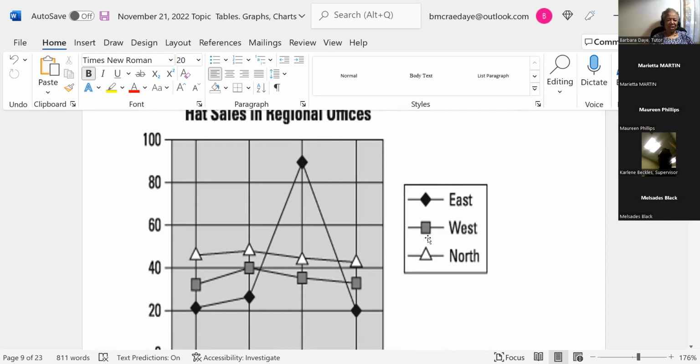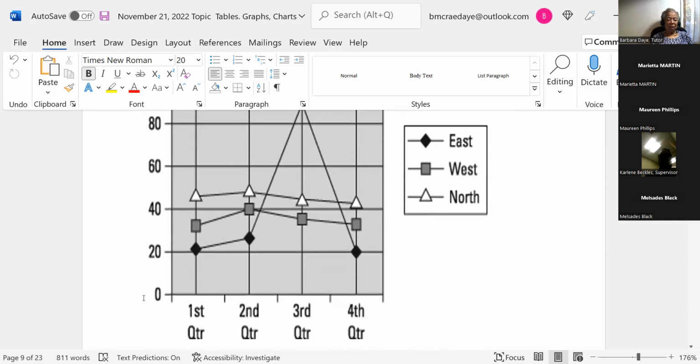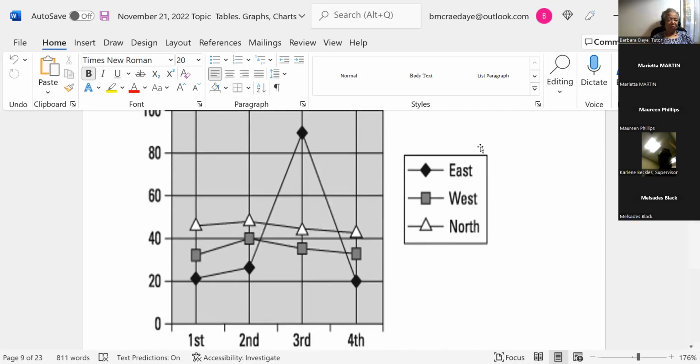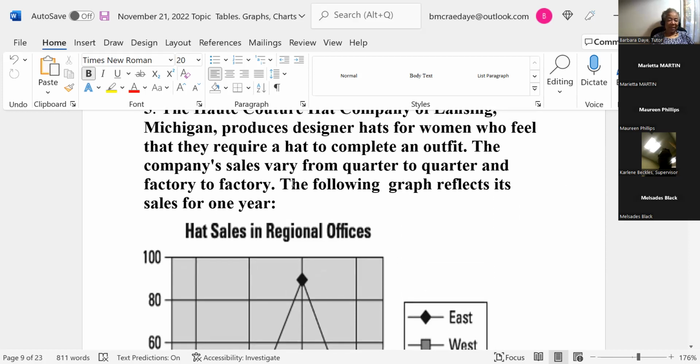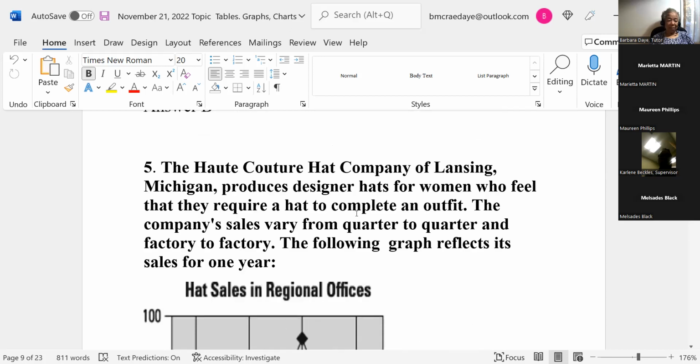There's your legend that tells you east, west, north. What's on the horizontal line is underneath it. That's the quarters. And then the sales are on the left side. And you know that because it says hat sales in regional offices. And it said the company sales vary from quarter to quarter and factory to factory. The factories are in the regions.